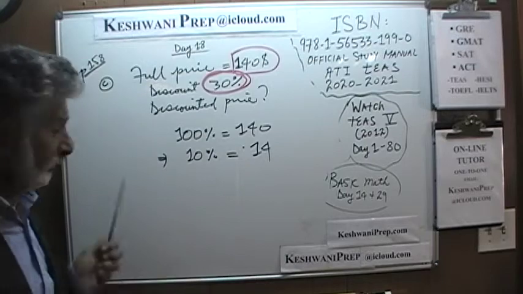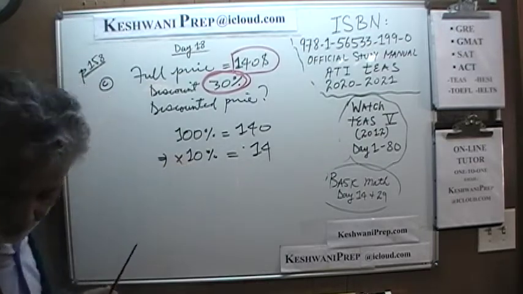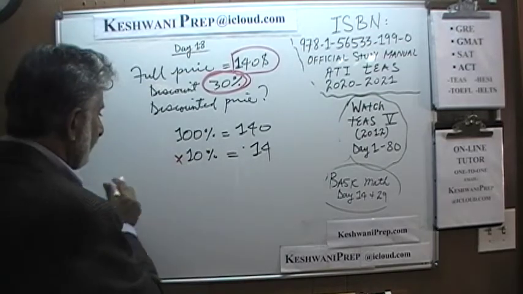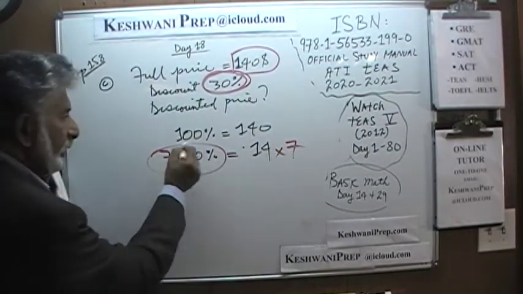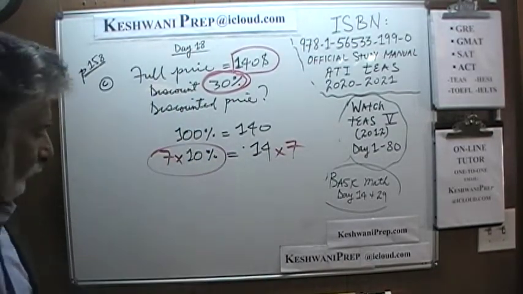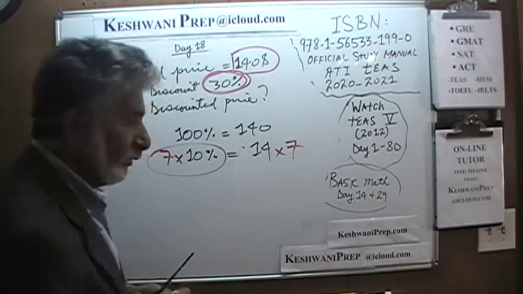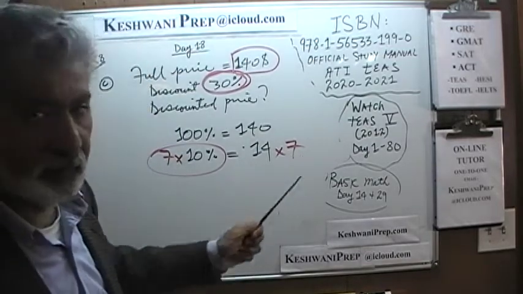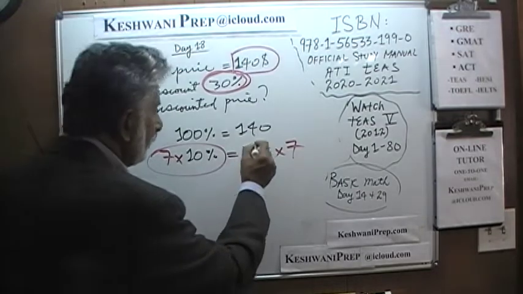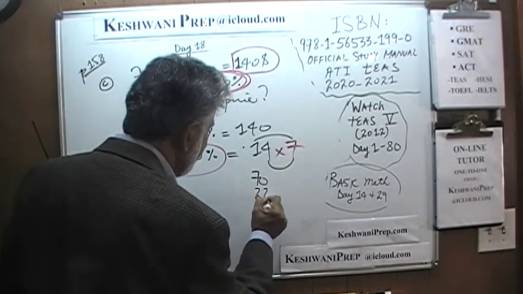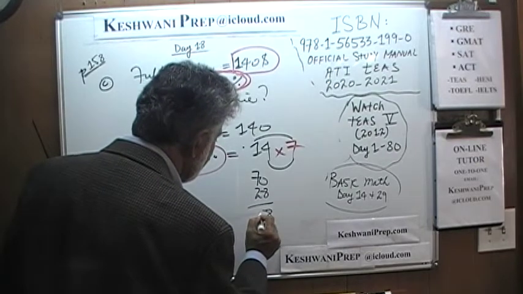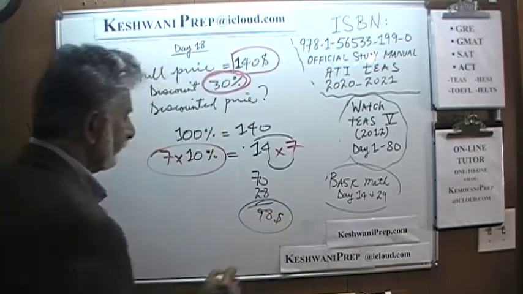But it's very simple. Just multiply both sides by 7 and you're done. There you go. Voila. Now we have 70%. All we have to figure out is what is 14 times 7. But we know 10 times 7 is 70, and 4 sevens are 28. There you go. Looks like we're going to pay $98.